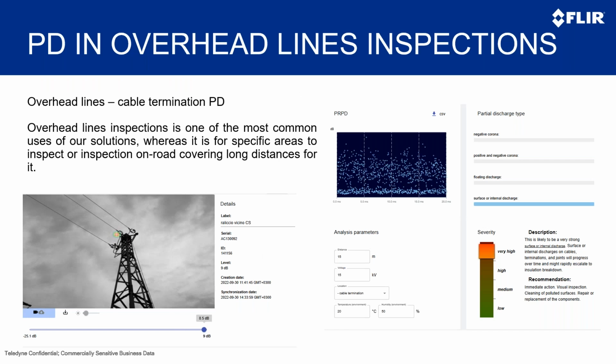This is an example of a PD report. Of course, I made it up a little bit, so I put it in a different order. But basically, as an example, you will be doing your own inspection and you will find a partial discharge. This is a cable termination in an HV tower, where you will see this block. You will take a picture.